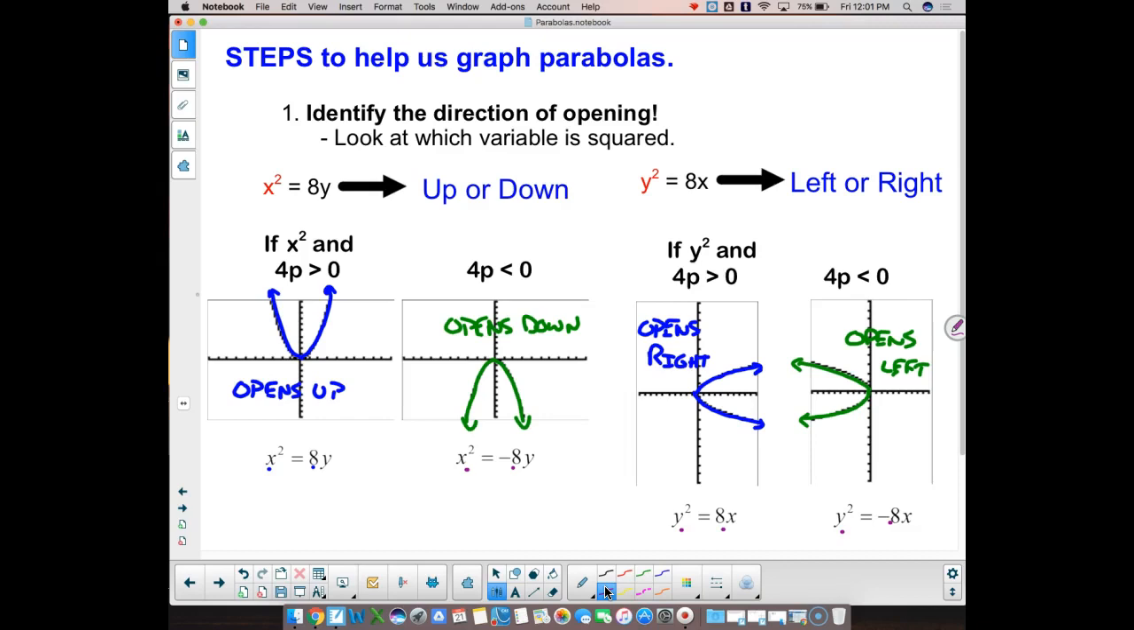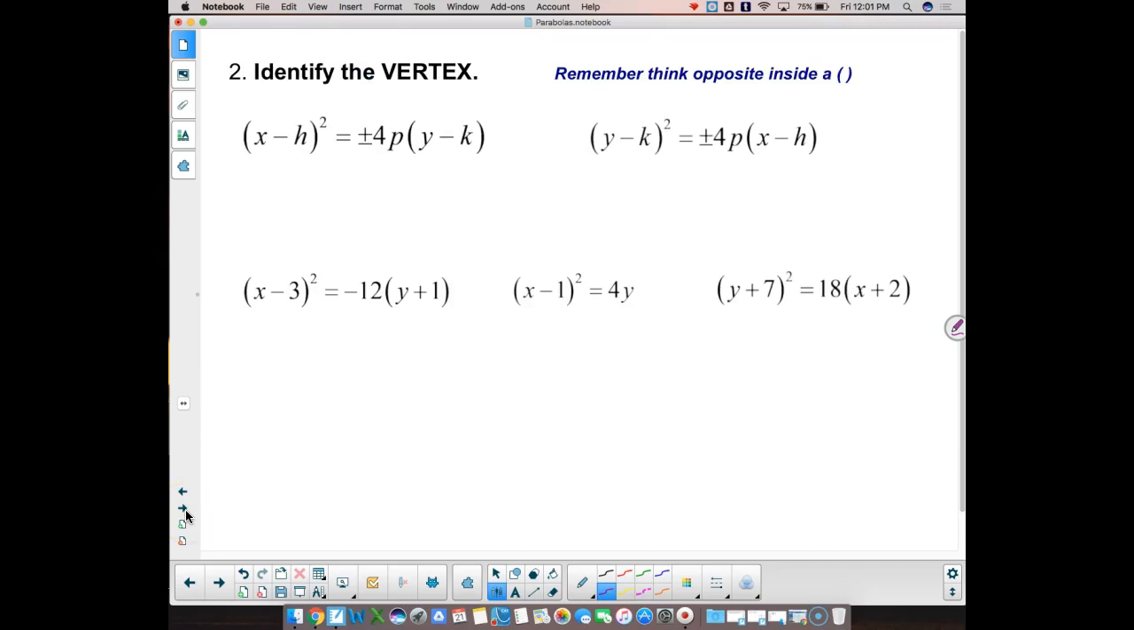So that's the first thing. You've got to figure out which way this thing's going. Up, down, left, right. Second thing you're going to do is identify the vertex. Now remember, when we're inside a set of parentheses, we think oppositely.